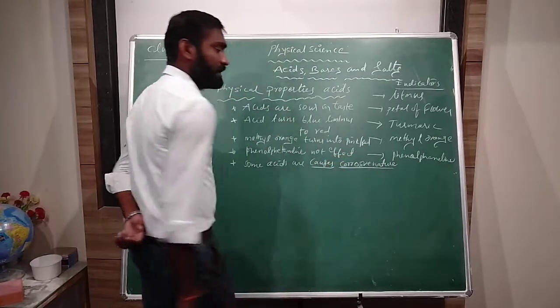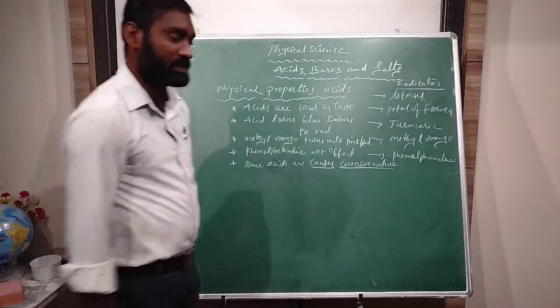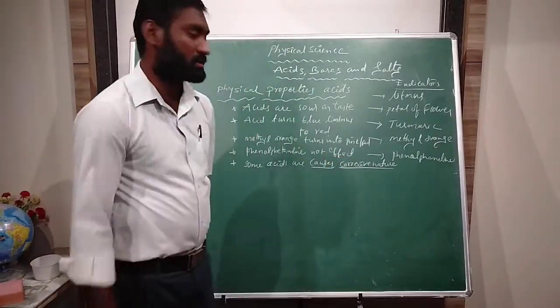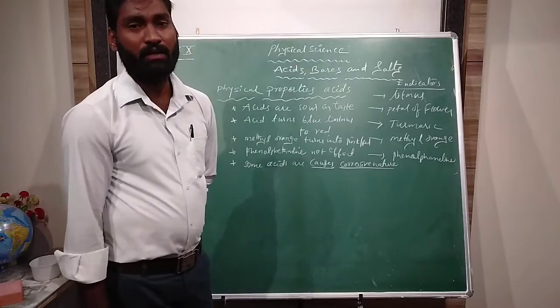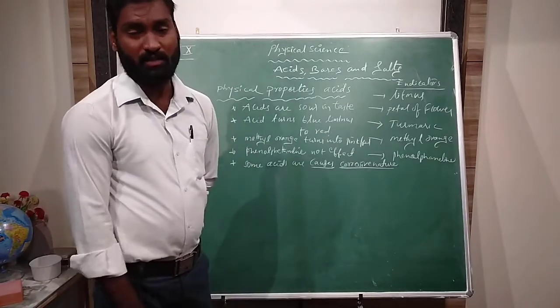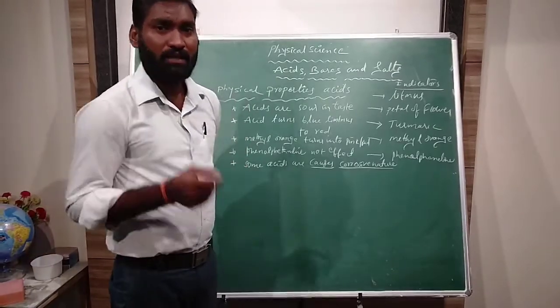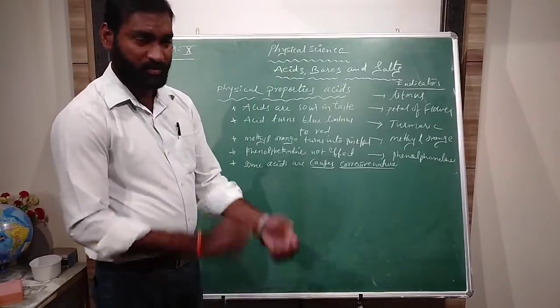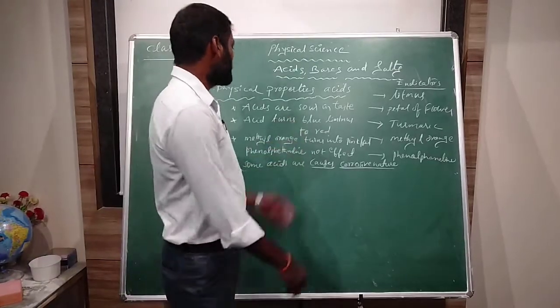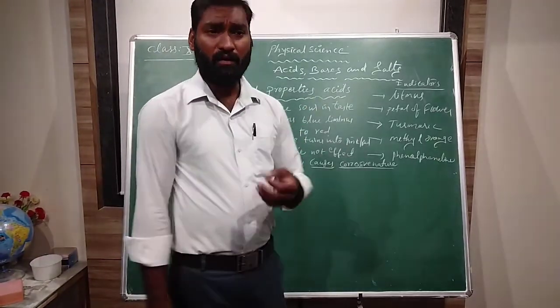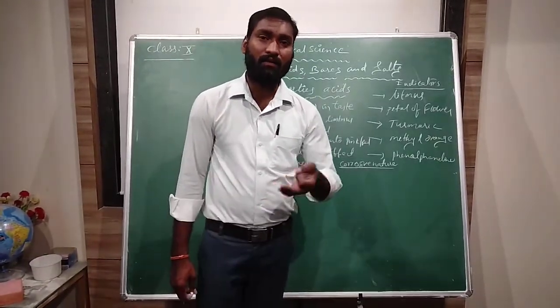Corrosive nature means they damage metals and non-metals. They may also cause painful blisters. Blisters form when the acid falls on the skin and the skin is damaged. By this we know they are acids.